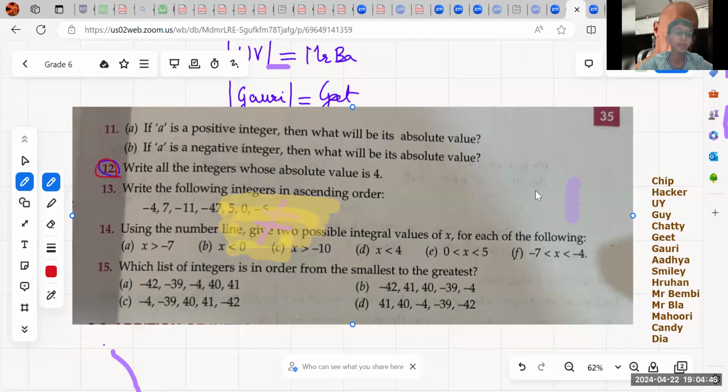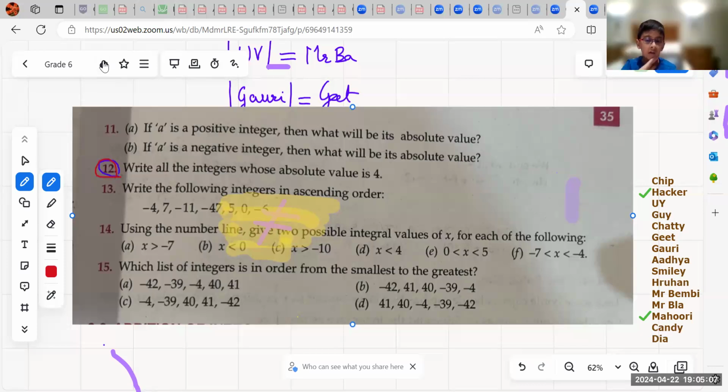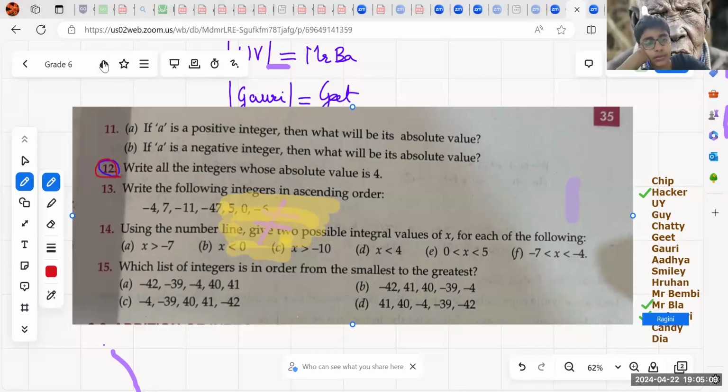Sir, integer only means negative numbers. So integers means all positive numbers, all negative numbers and zero, but whole numbers without the fraction part. Like minus 10, plus 10, 0, minus 9, plus 9, minus 8, plus 8, all are integers. But there are infinitely many of them.